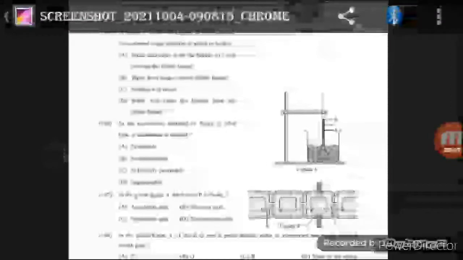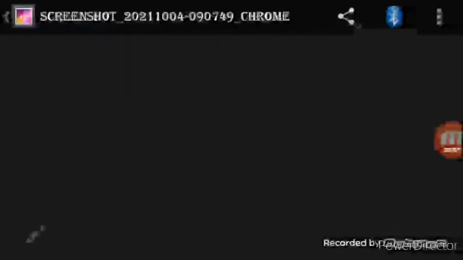Now if we come to the experiment depicted in figure 3, what type of membrane is utilized? What type of membrane is utilized in this experiment, the figure you are seeing in this diagram 3? A permeable, B semi-permeable, C selectively permeable, D impermeable. They are asking which type of membrane is used in this question. So for that your time starts now.